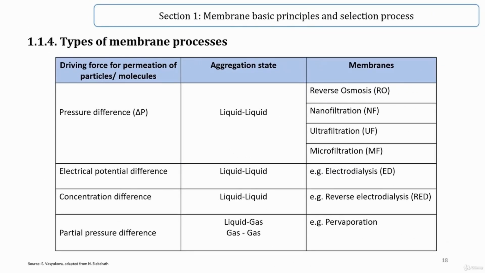In this table, you can also see these driving forces, aggregation state, and membrane type, and as I said, the pressure difference driving force has been considered in this course. Feed and permeate sides are liquid and the membranes are reverse osmosis, nanofiltration, ultrafiltration, and microfiltration. Electrical potential difference driving force such as electrodialysis, concentration difference driving force such as reverse electrodialysis, and partial pressure difference such as pervaporation.